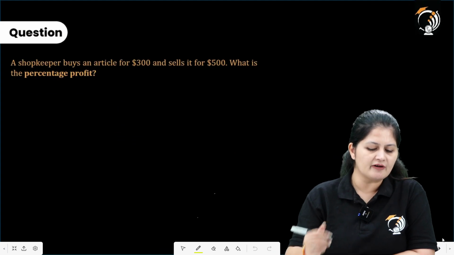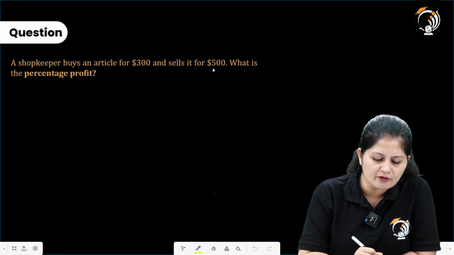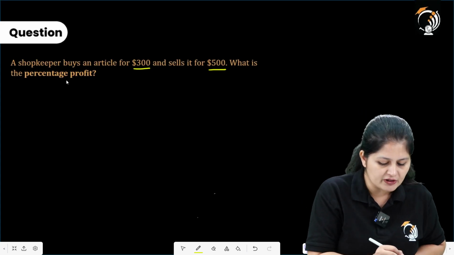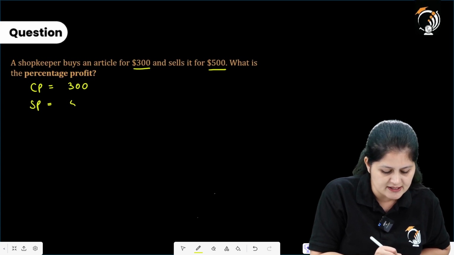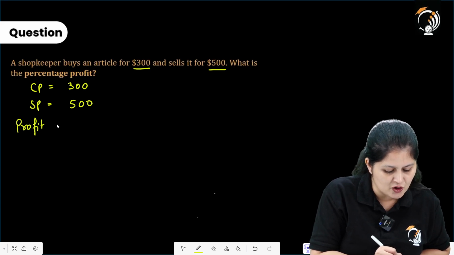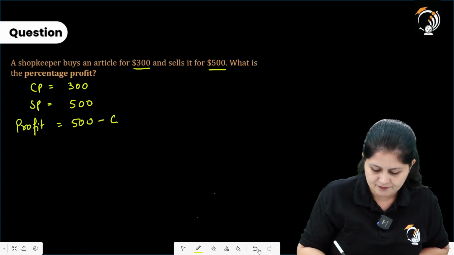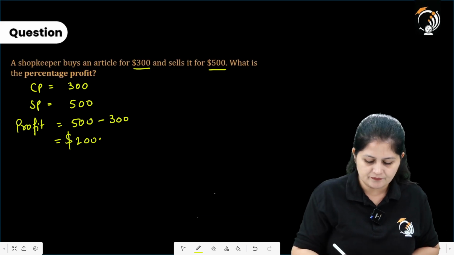Now, a shopkeeper buys an article for $300 and sells it for $500. What is the percentage profit? Firstly, we write that the cost price is $300 and the selling price is $500. The profit the shopkeeper is making is the selling price minus the cost price. So we can observe that there is a profit of $200, right?